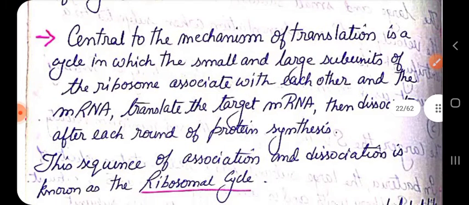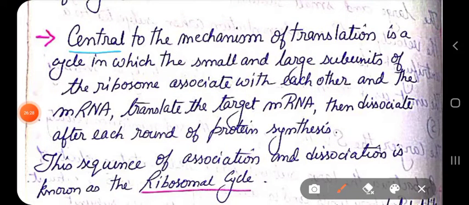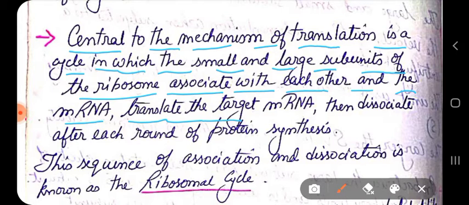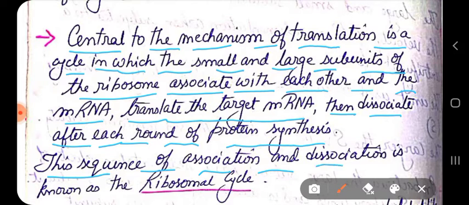Now, central to the mechanism of translation is a cycle in which the small and the large ribosomal subunits associate with each other and the mRNA and translate the target mRNA. Then again, these subunits dissociate from each other after each round of protein synthesis. This sequence of association and dissociation is called the ribosomal cycle.